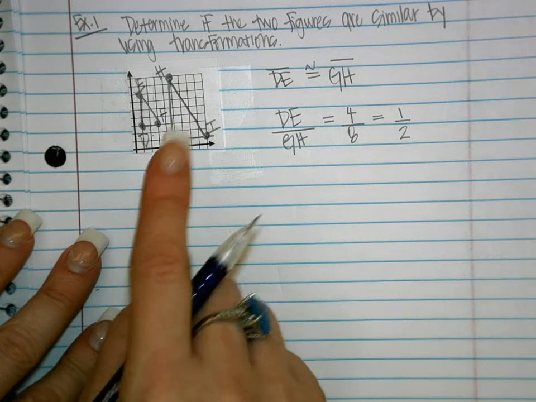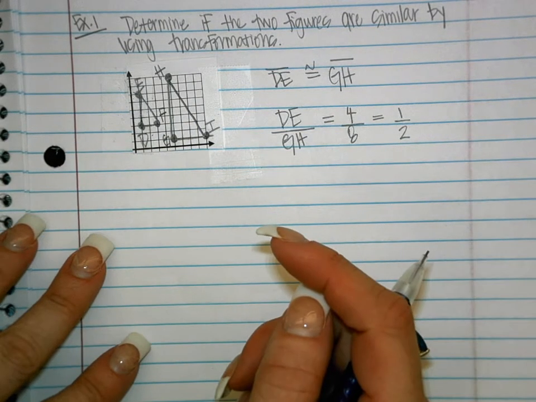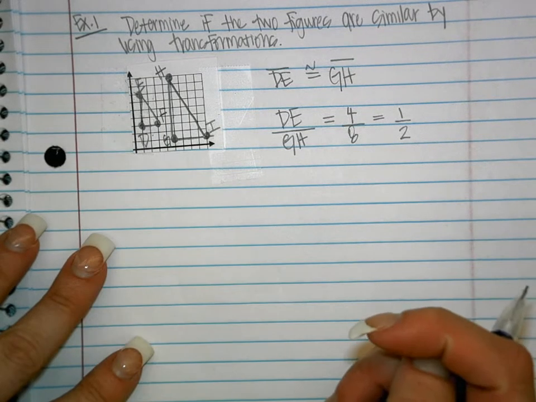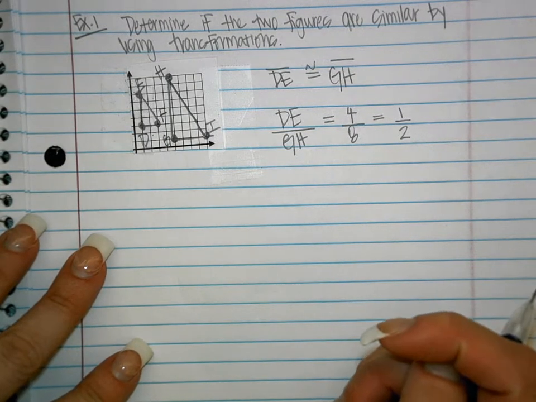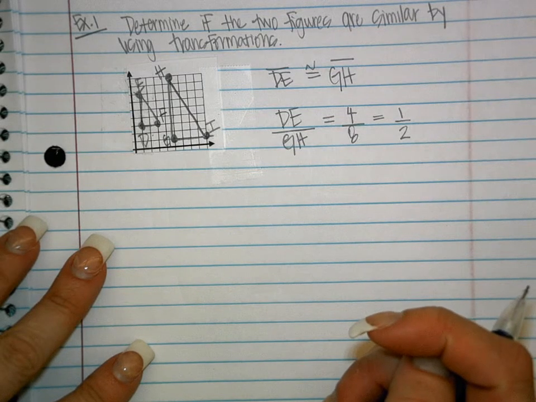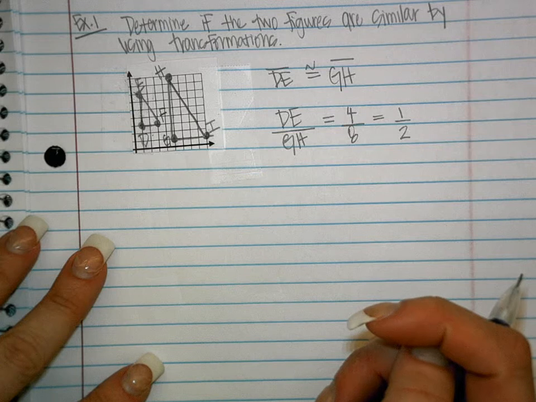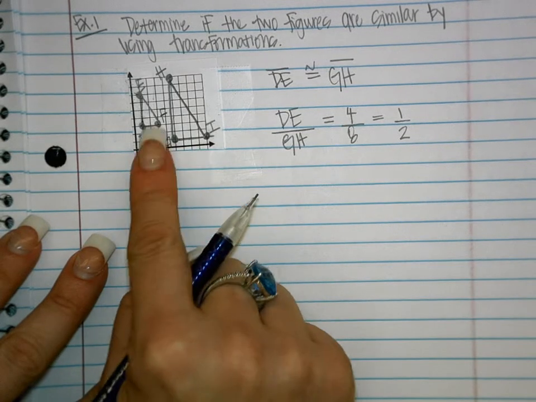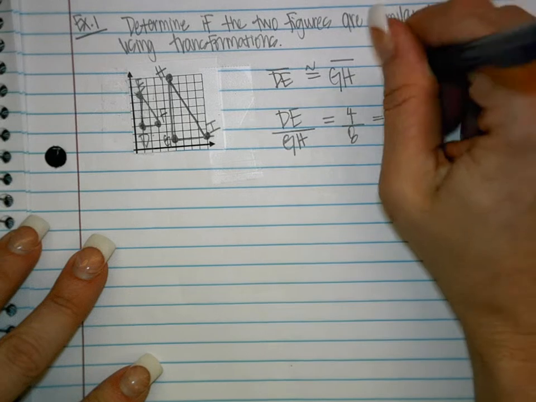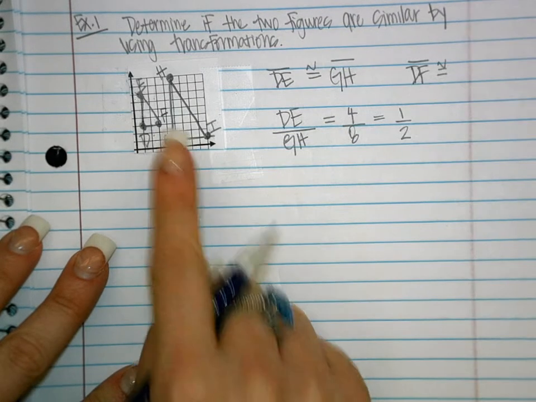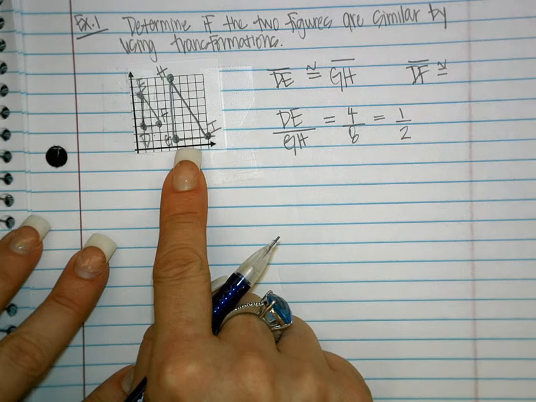Now we need to set up another ratio and figure out if they are the exact same. So which other 2 sides are similar to each other? Which other 2 sides do you think are similar to each other? The bottom ones, right? Okay, so the bottom parts. So DF is similar to which other one? DF is similar to which one? GI.